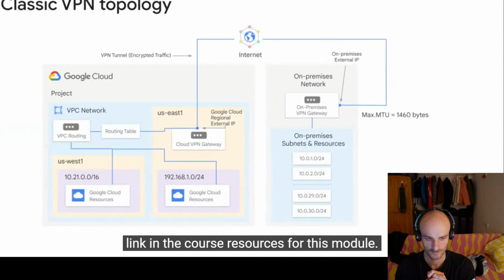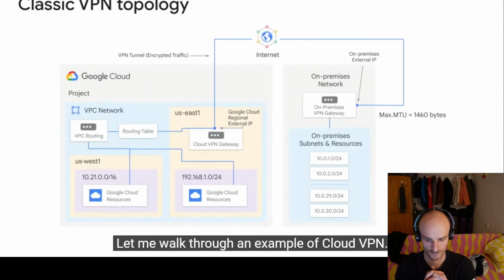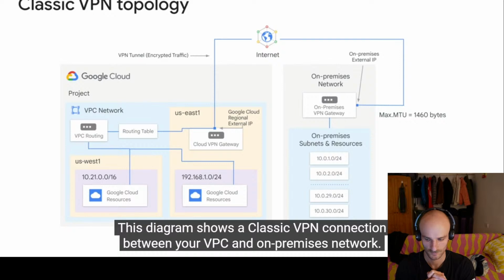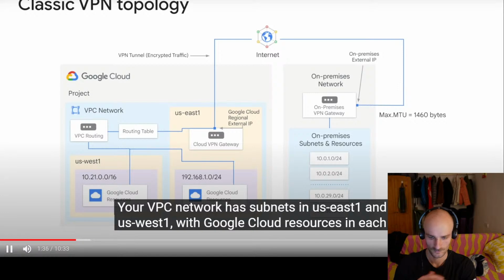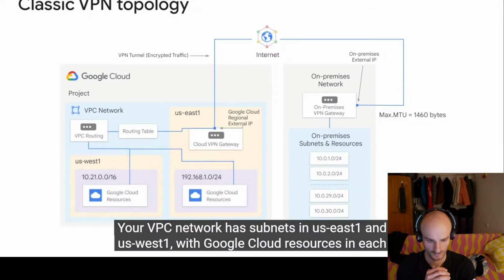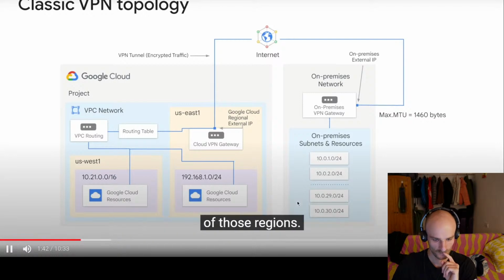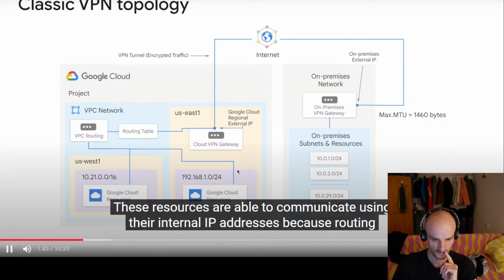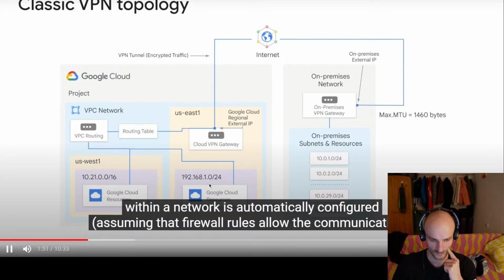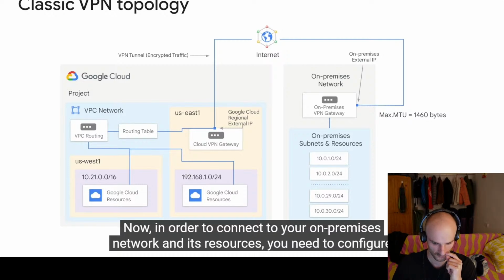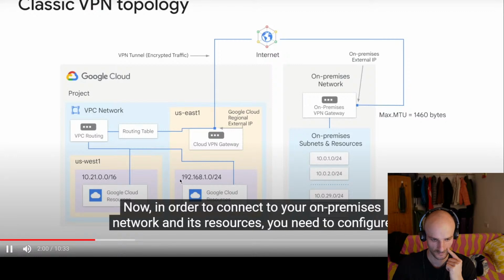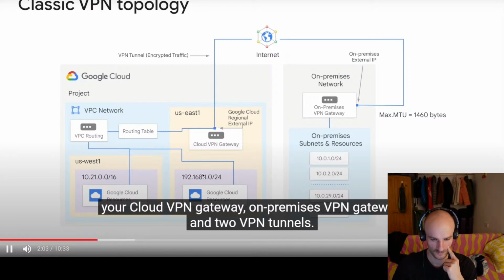Let me walk you through an example of Cloud VPN. This diagram shows a Classic VPN connection between your VPC and on-premises network. Your VPC network has subnets in us-east1 and us-west1, with Google Cloud resources in each of those regions. These resources are able to communicate using their internal IP addresses because routing within a network is automatically configured, assuming that firewall rules allow the communication. Now, in order to connect to your on-premises network and its resources, you need to configure your Cloud VPN gateway, on-premises VPN gateway, and two VPN tunnels.